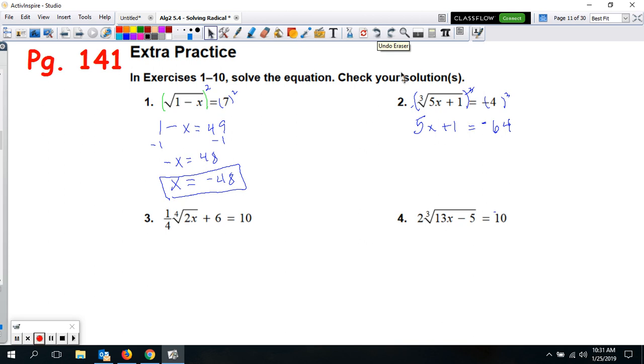Again, you can always stop the video and pause it and just try it on your own first. That would be a good idea on several of these, and then see if you're correct by then playing the video and watching how I do it.